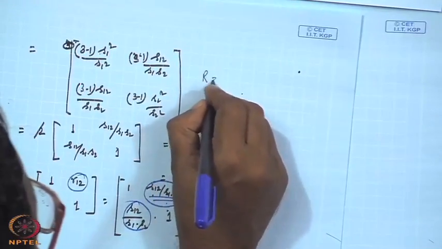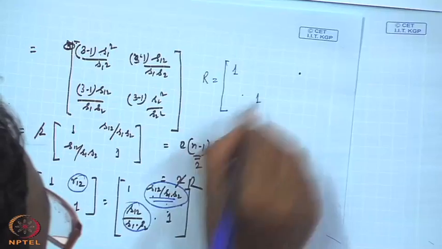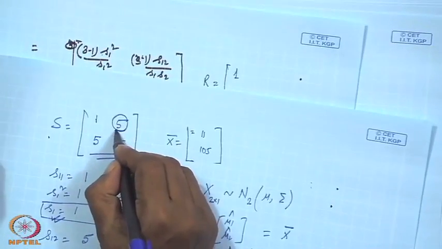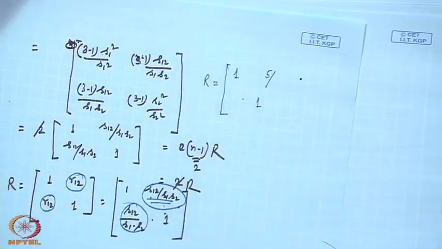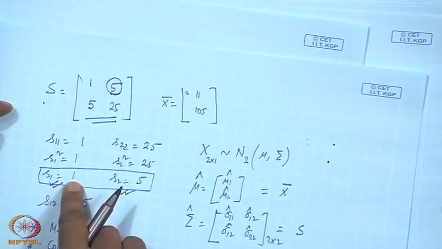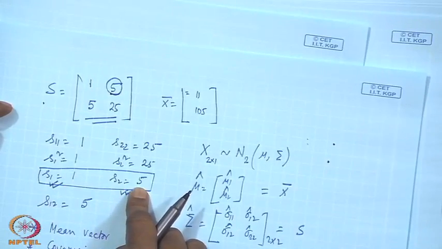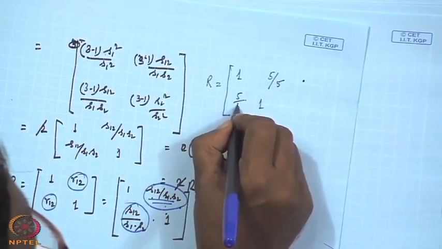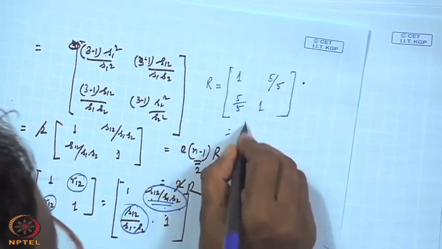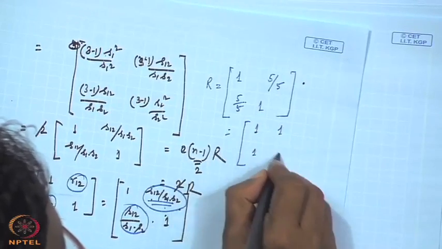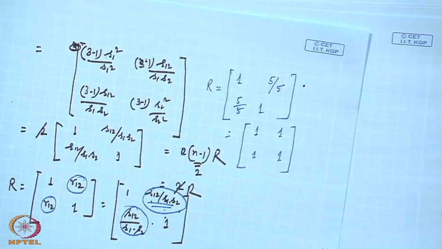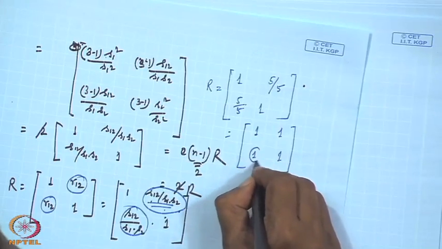Your R value will be, first, you can blindly write like this: diagonal element will be 1 and R12 will be S12. So, S12 is 5. So, you can write 5 divided by their standard deviation. S1 is 1, S2 is 5. So, that means 5 by 5, 5 by 5, 1, 1, 1, 1. Oh, you are getting perfect correlation. 1 means perfect correlation.